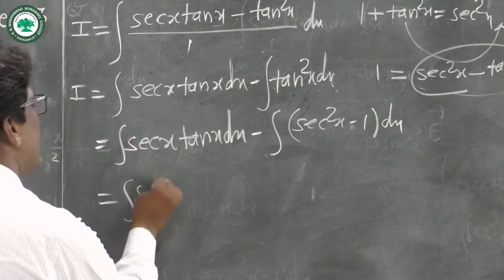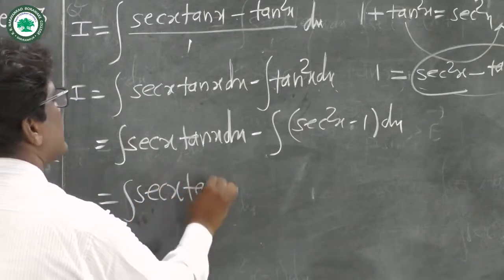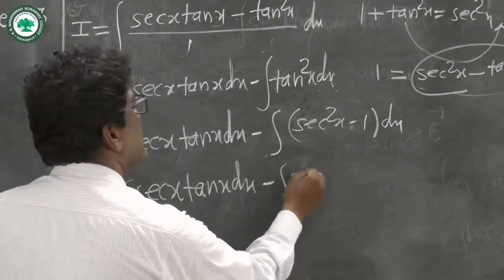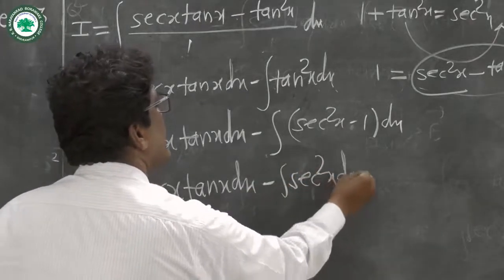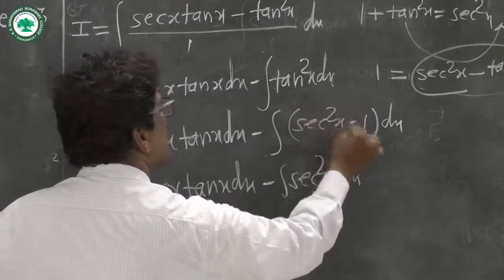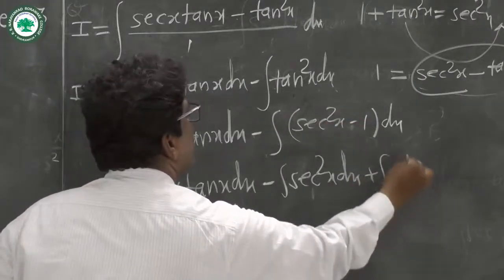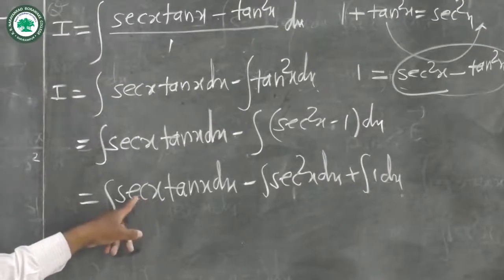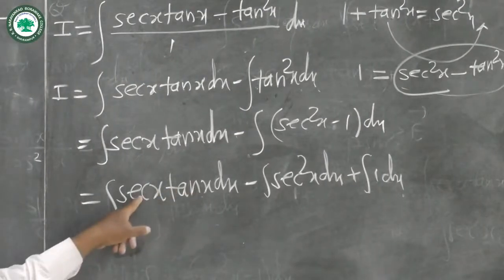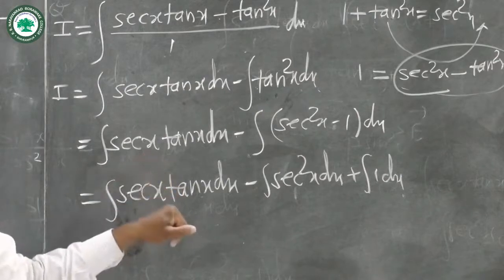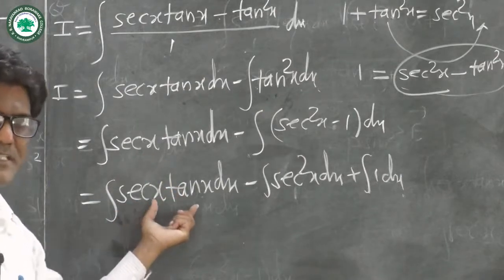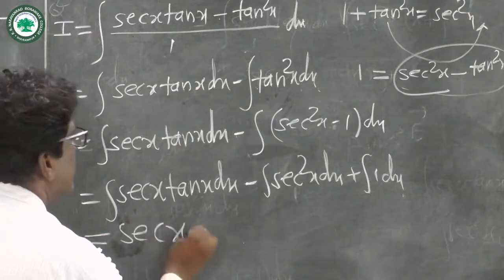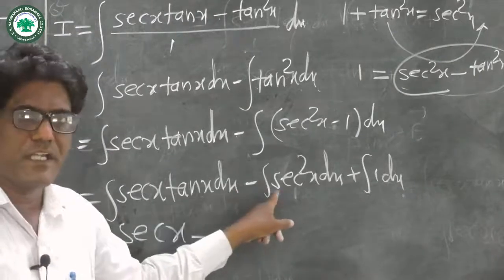So integration of sec x tan x dx minus integration of sec square x dx, and now here minus minus plus integration of 1 dx. Now here observe the first part, integration of sec x tan x. Sec x tan x is the derivative of sec x, and therefore integration of sec x tan x is sec x, so it is equal to sec x minus integration of sec square x dx.